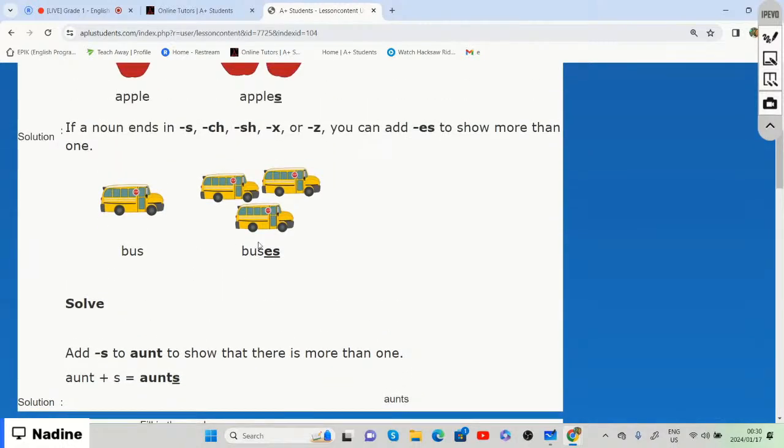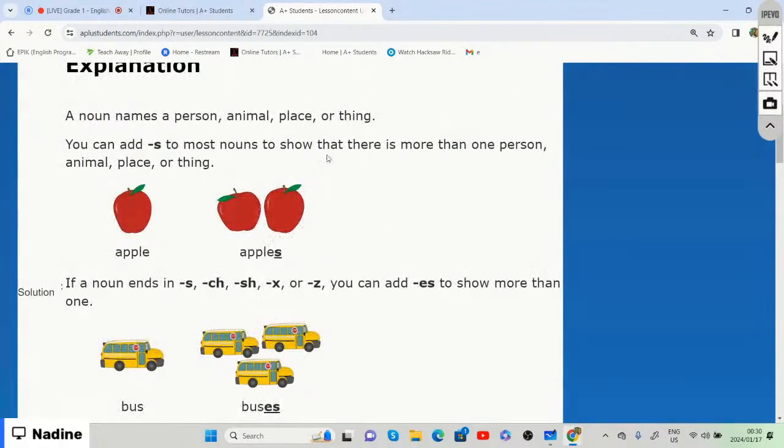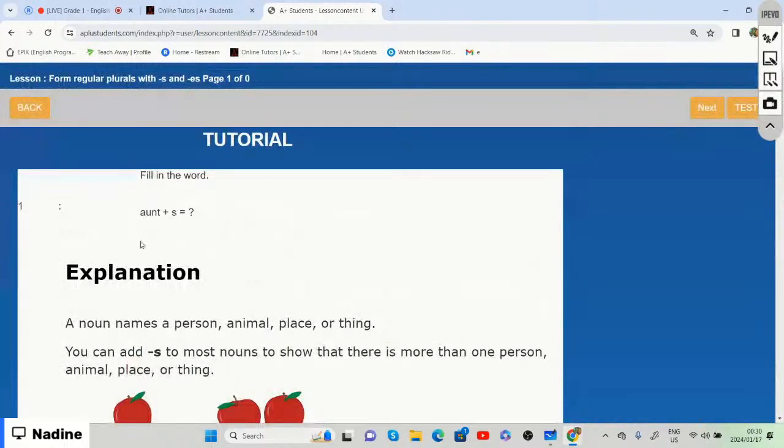All right. So here it says we need to fill in the word, right? So we're going to fill in the word. It's and plus is.